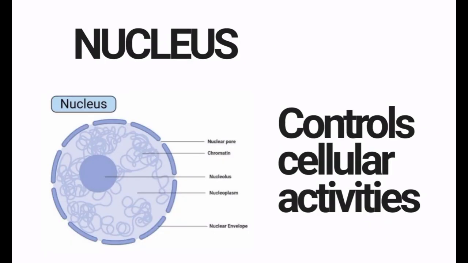The nucleus controls all cellular activities of the cell. This houses the nucleolus, which is the site of ribosomal synthesis, where the ribosomes are manufactured. And this also houses the DNA, or deoxyribonucleic acid, which is a very important factor in cellular division. So ganun siya. It controls all cellular activities.